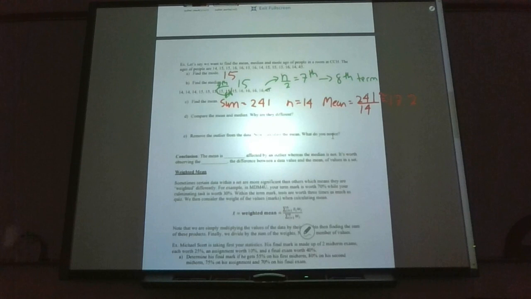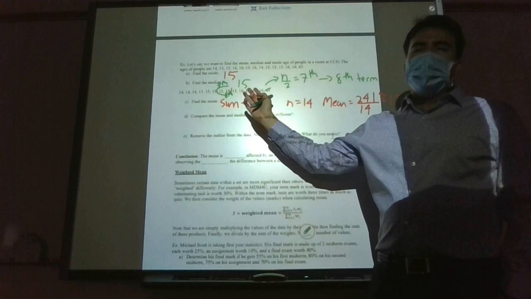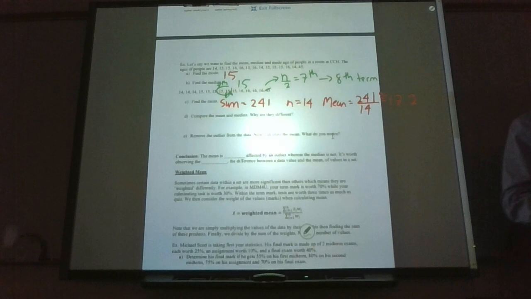there's a reason that the mean is so much higher than it should be. It's so much higher than most of the pieces of data in this setting here. So why is that the case? Why is 17.2 quite different than the rest?